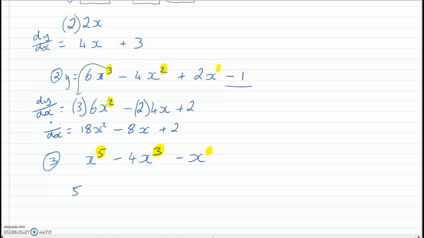So that becomes, there is no number in the front here, so the 5 just comes down and stays as 5x to the power of 4. The 3 comes down here, gets multiplied by the 4, so 3 multiplied by 4 is 12x to the power of 2. And that is minus x, which is minus 1x. So you're just left with the minus 1. The x disappears there.